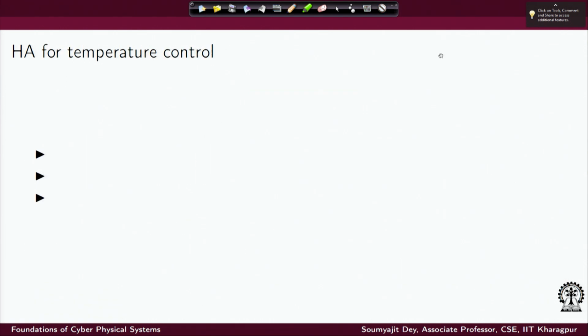So, let us look at another example of a temperature control system. We will look at some more examples of hybrid automatons now. We will start with a simple temperature control system.